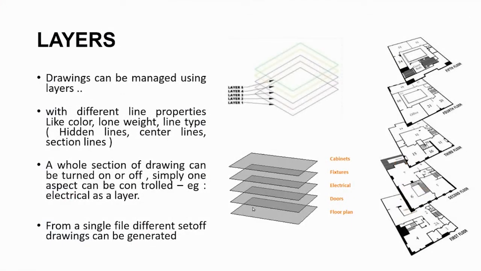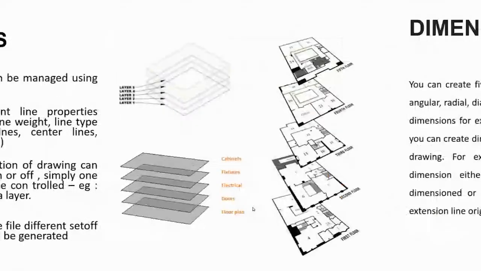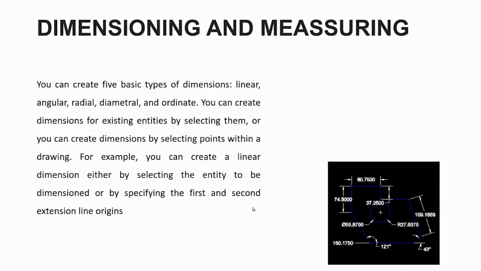And it has all the layer properties using which you can manage your drawings as different levels or with different characteristics. You can toggle between layers and control the visibility, and if you want, you can freeze the layers. Likewise, you can manage a different set of drawings within a single file. And when coming to dimensioning and measuring, we have all the basic types of dimensions like linear, angular, radial, diametral, and ordinate. And beyond that, we have aligned also.